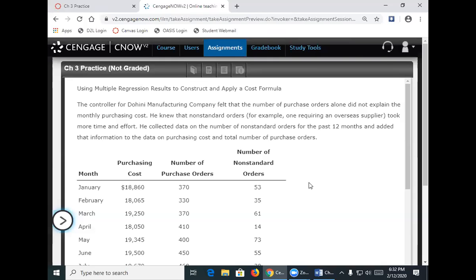Again, they're just going to give us the intercepts and the variable costs. But when we run regressions, it's also going to give us some statistical data that tells us whether or not number of purchase orders and number of non-standard orders are actually predictors of our total purchasing costs. So running a regression does two things. It gives us an idea if these actually are cost drivers, and it gives us good cost estimates.